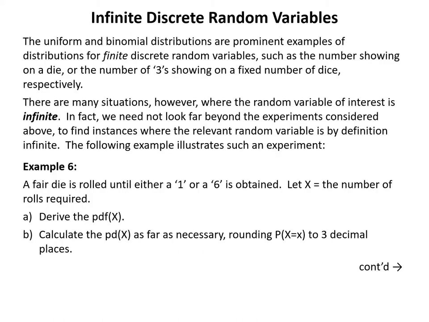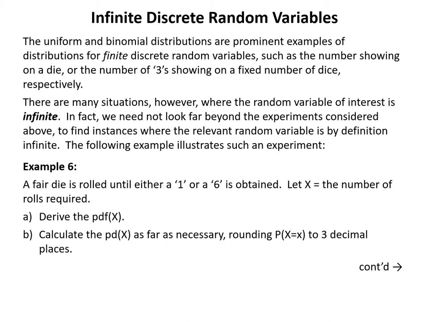The uniform and binomial distributions are prominent examples of distributions for finite discrete random variables, such as the number showing on a die or the number of threes showing on a fixed number of dice, respectively. There are many situations, however, where the random variable of interest is infinite. In fact, we need not look far beyond the experiments considered above to find instances where the relevant random variable is by definition infinite. The following example illustrates such an experiment.